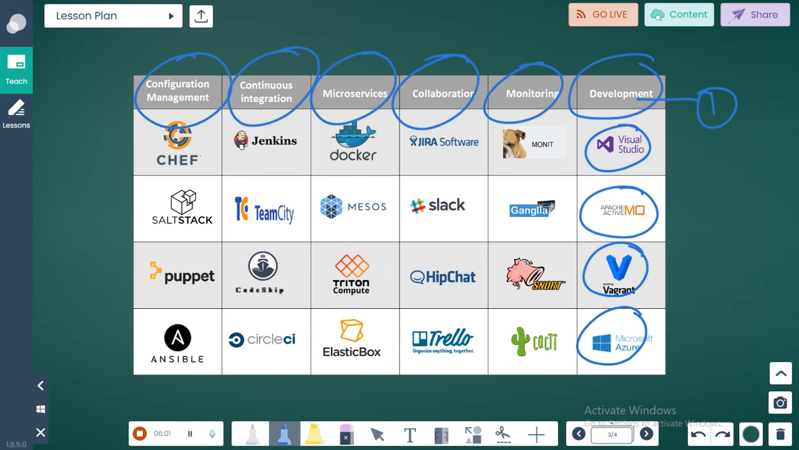Most of the tools you can see are Chef, Jenkins, Puppet, Ansible, CodeScape, Mesos, and I think ElasticBox. These are very well-known tools people use. But I will be covering this tools topic separately in a different video.